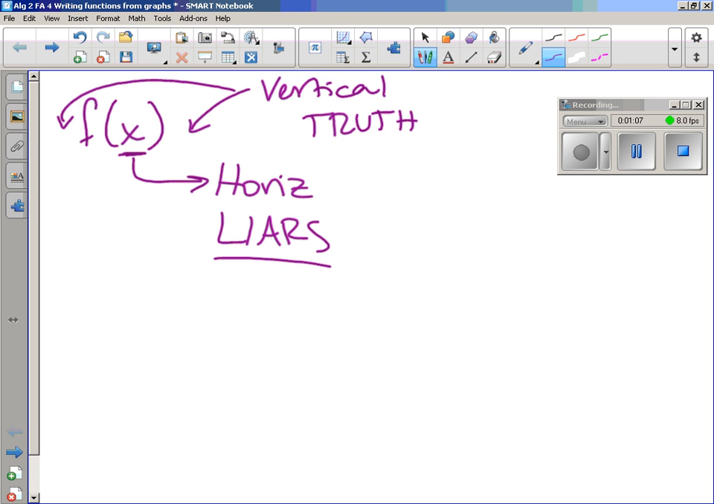So if you move something up, that's plus. If you stretch, that's times the whole number. If it's a compression, it's a fraction. With horizontal, if you move right, you actually subtract. Or if you horizontally stretch, that's actually a fraction when you put it in there.